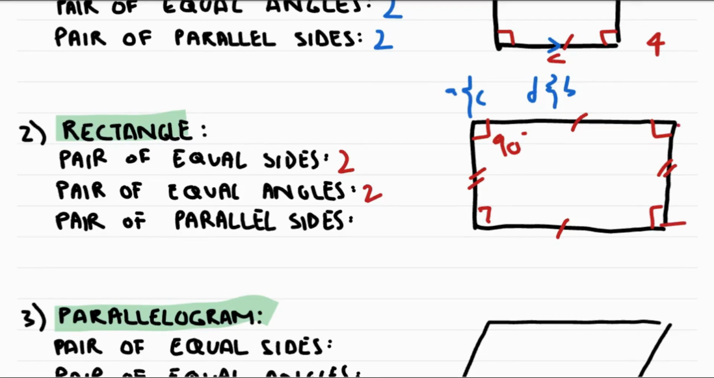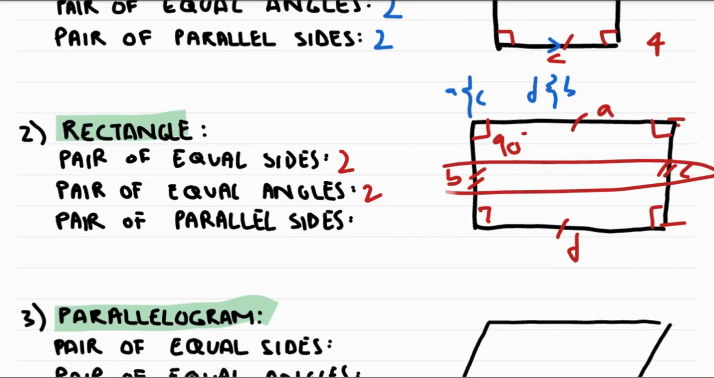What about parallel? Let's also call this A, B, C and D. So A and D are parallel to each other and B and C are parallel to each other as well. So that gives us two pairs of parallel sides, and it will be shown as this.